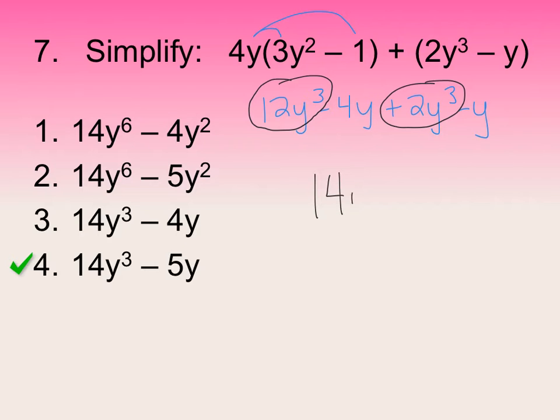And because these are both y cubes, we're allowed to add 12 plus 2 to get 14y cubed. And then negative 4y and a negative 1y would be negative 5y. So the answer to this one should be option 4. So problems like these are basically combining, multiplying first and then combining like terms if they're there.